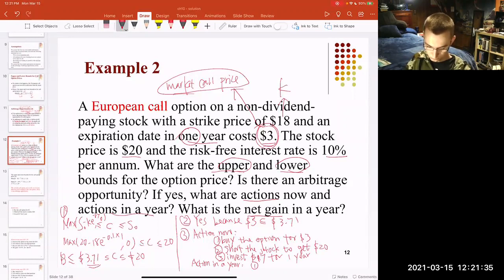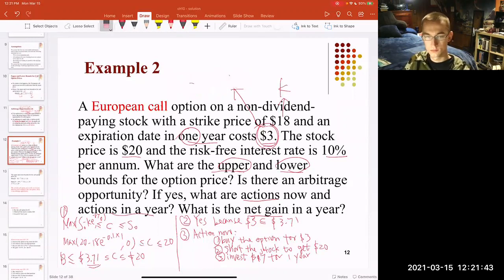Action in a year depends on, so this is the harder part. Depends on, I'm gonna move to here. For option, when we talk about arbitrage opportunity, we always need to consider the stock price at the expiration day greater than strike price or lower than strike price, because that's option. If stock price greater than the strike price is what, 18, right? So let's talk about the first case.